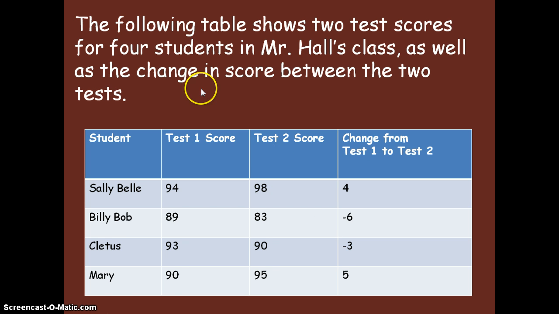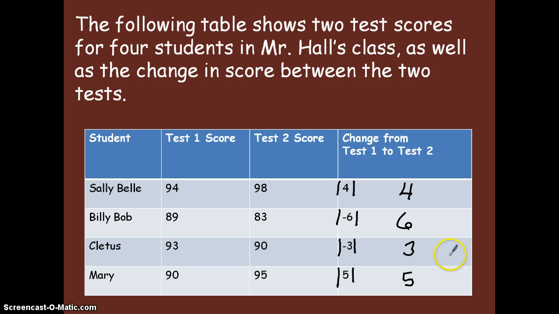Now, when we look at absolute values here, we could simply say that Sally Bell had a change of absolute value of 4 points. The absolute value of Billy Bob's change from test 1 to test 2 would be simply 6. The absolute value of Cletus's change from test 1 to test 2 would be 3. And Mary, the absolute value of her change would be 5.